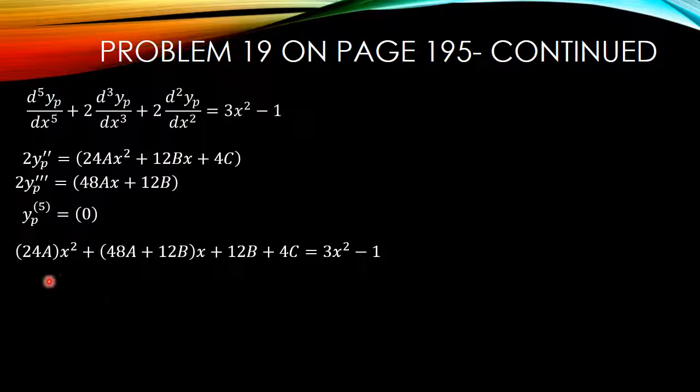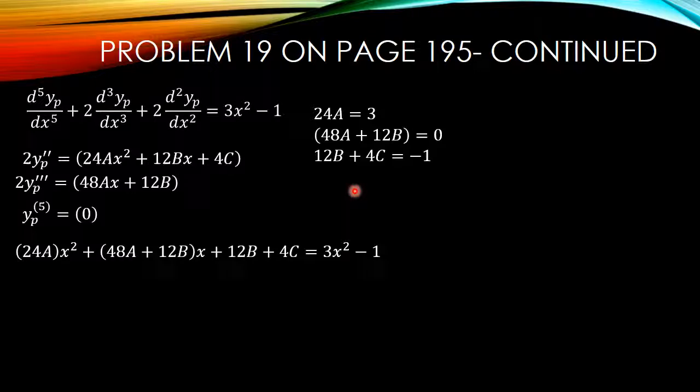So again, I have to make sure that the coefficients in front of x squared on the left equal the coefficients in front of x squared here on the right-hand side. The coefficient in front of x on the left-hand side has to equal the coefficient in front of x on the right-hand side. Of course, there's no x on the right-hand side, so the coefficient has to be 0. And my constants on the left-hand side have to equal my constants on the right-hand side. So if I do that, I get 3 equations with 3 unknowns. And from that, the first one is easy. A should be equal to 3 divided by 24.